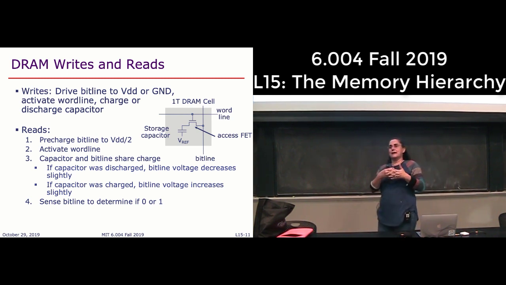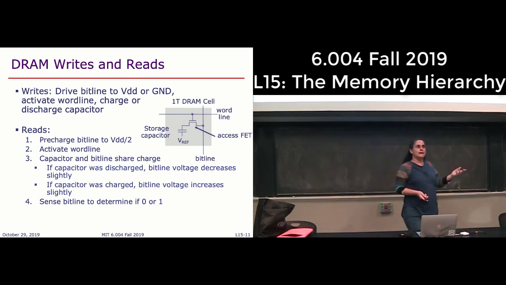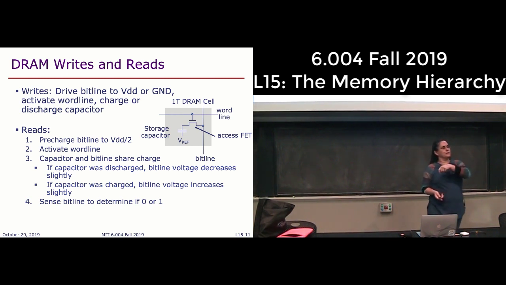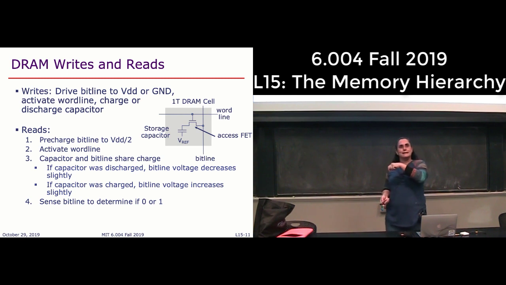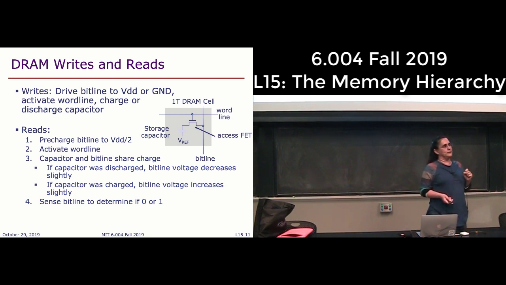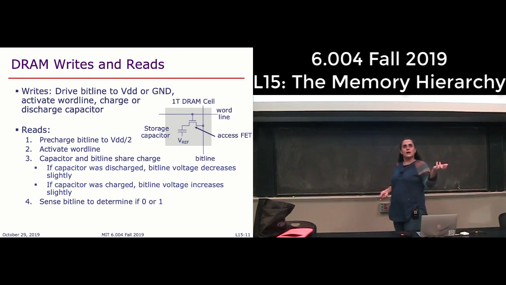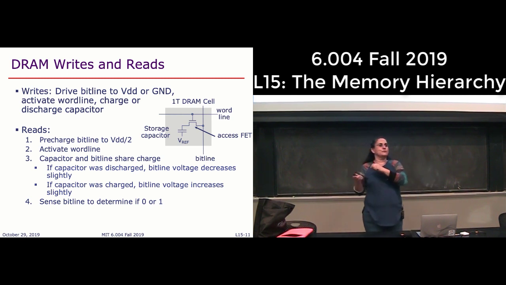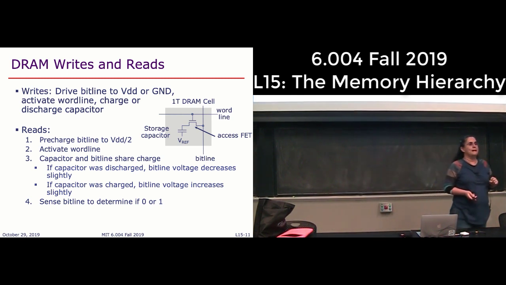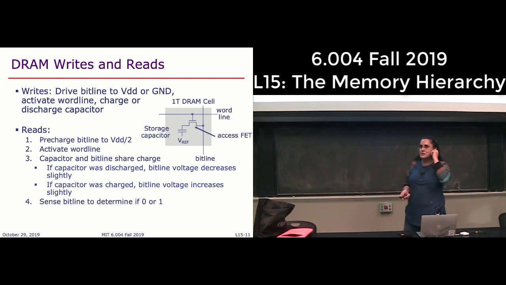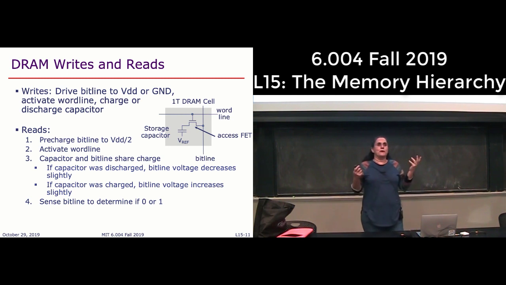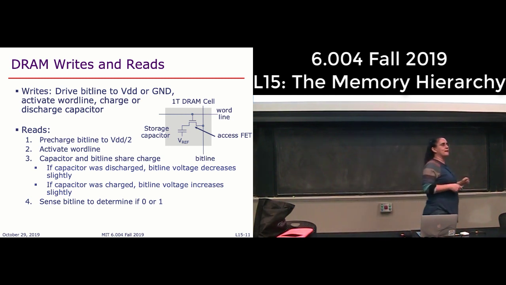Now when I connect the two together, if the capacitor had no charge on it, that VDD over 2 value on your bit line is going to go down a little bit, and instead your capacitor is going to get charged a little bit. Similarly, if your capacitor was charged, then that VDD over 2 value is going to go up just a tiny bit. And so we then use our sense amplifiers to detect which way that bit line changed. Did it increase or did it decrease? Based on that, you're able to detect whether you had charge on that capacitor, meaning you had a 1 there, or you didn't have charge on the capacitor, so you had a 0 there.